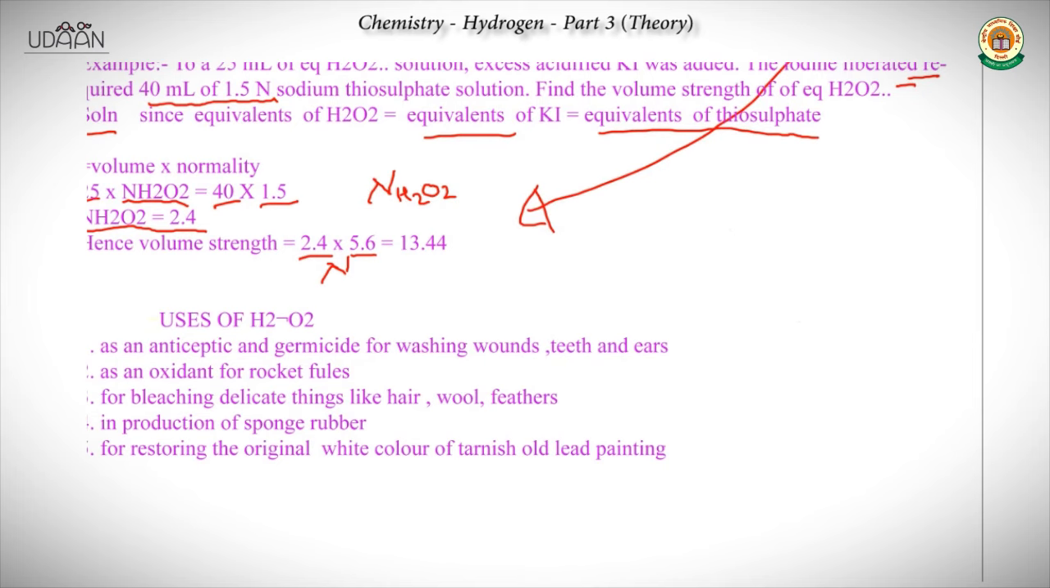Now some uses of H2O2. H2O2 is a very useful compound. It is used as an antiseptic and germicide for washing wounds, teeth and ears. And as you can read, there are lots of uses, like in rocket fuels, bleaching, producing spongy rubber, and restoring the original white color of tarnished lead painting.